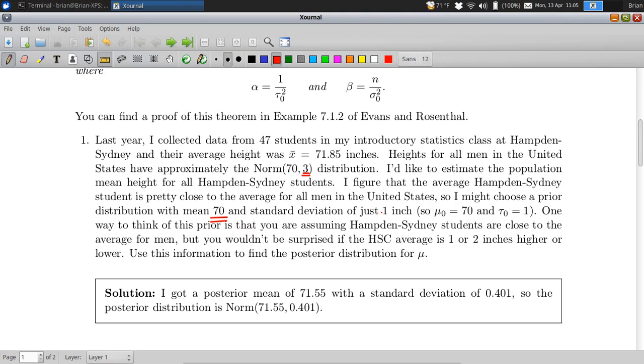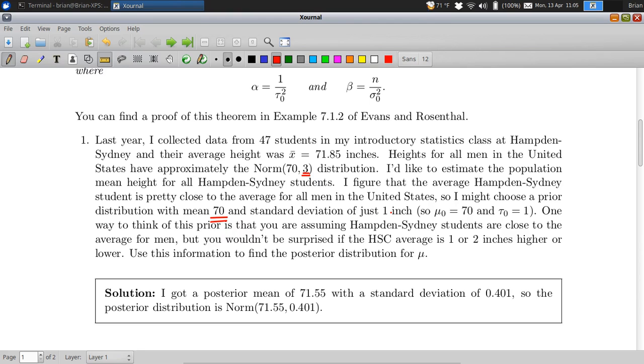So maybe I could model my uncertainty by picking a standard deviation of about 1 inch. Then I wouldn't be that surprised if the true number was about 1 or 2 inches higher or 1 or 2 inches lower. And I think that sounds about right. So I'm going to use that as my prior. So my prior distribution is the normal distribution with a mean of 70 and a standard deviation of 1.